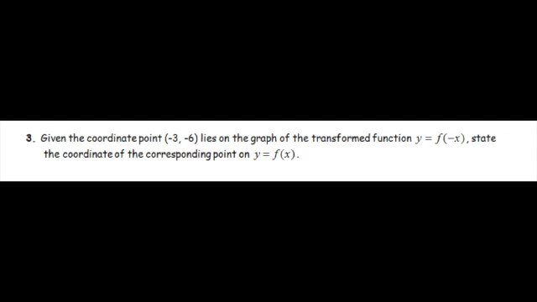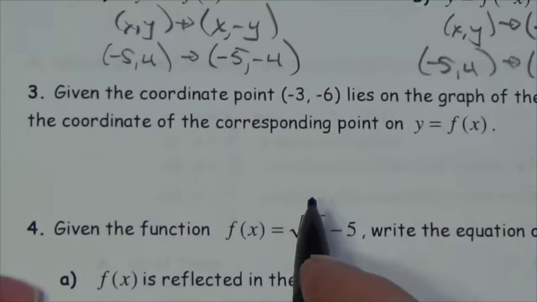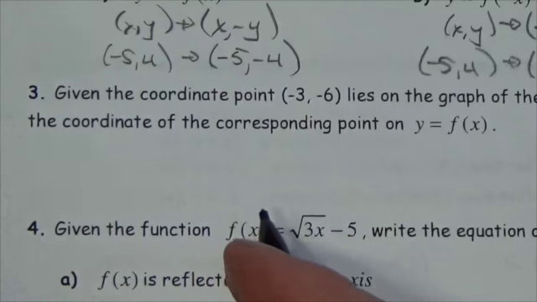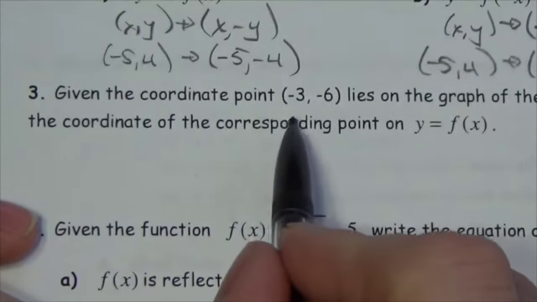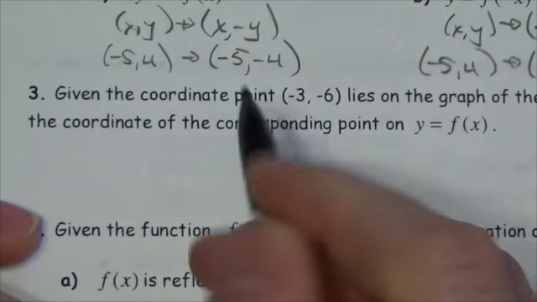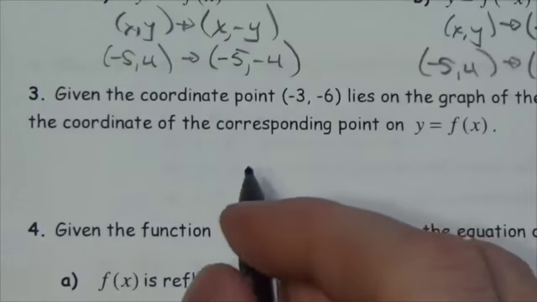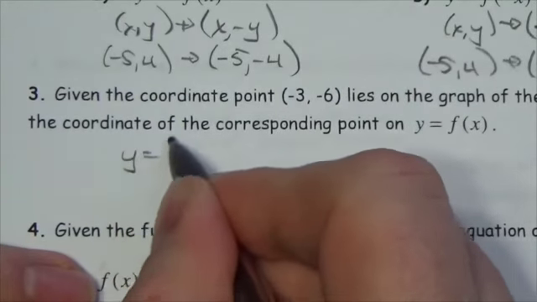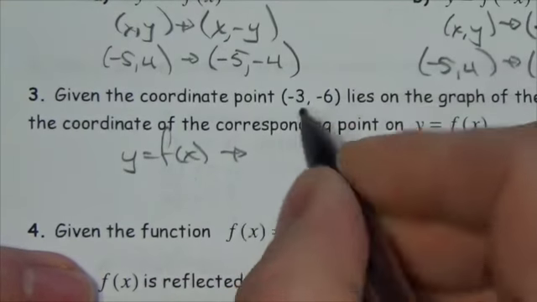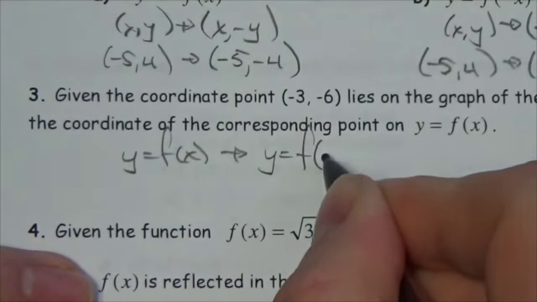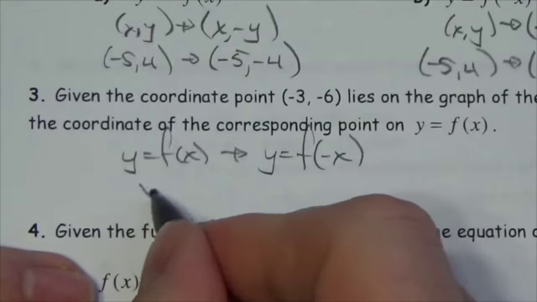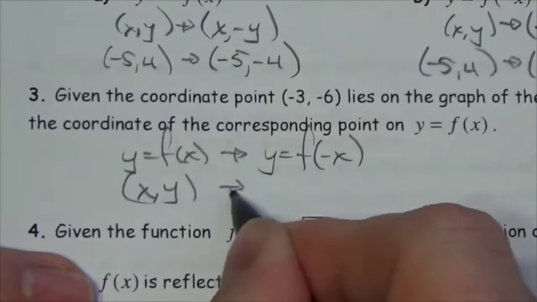Given the point negative 3, negative 6 lies on the transformed graph y equals f of negative x, state the coordinates of the corresponding point on y equals f of x. Okay, now I hope you recognize this question from discussions that we've had previous to this. We are told here that this point lies on the transformed function. So we went from y equals f of x, it lies on the transformed f of negative x. So we've got this point here, x comma y.